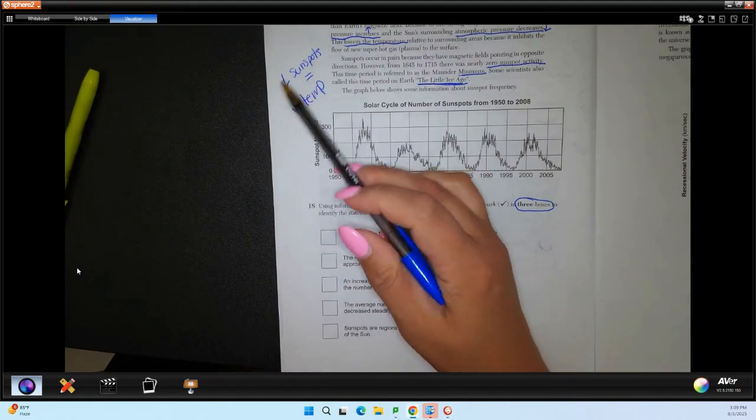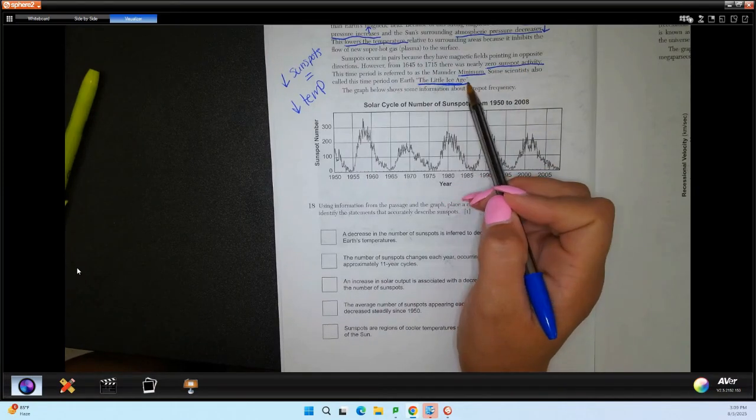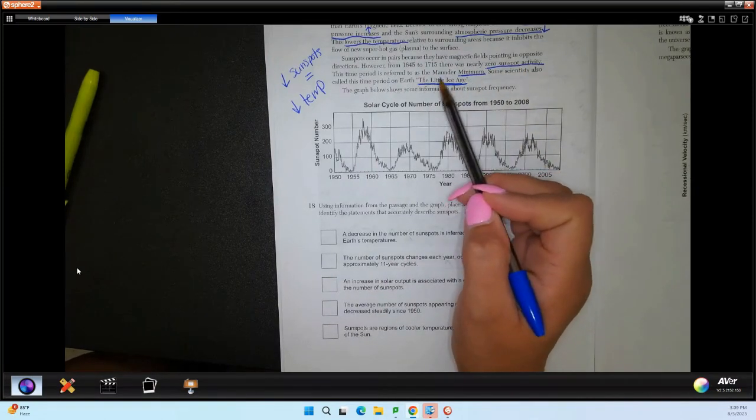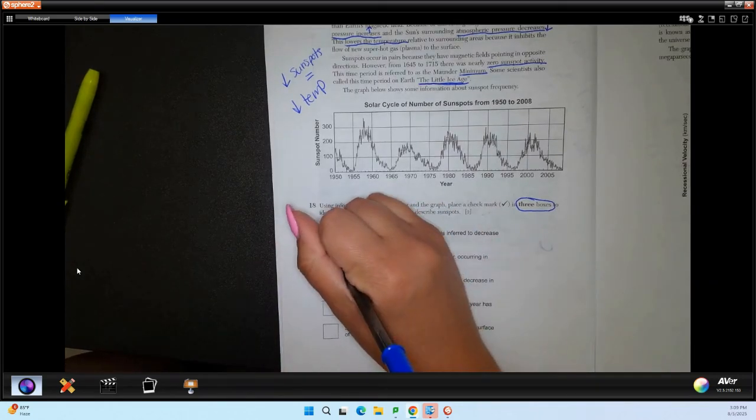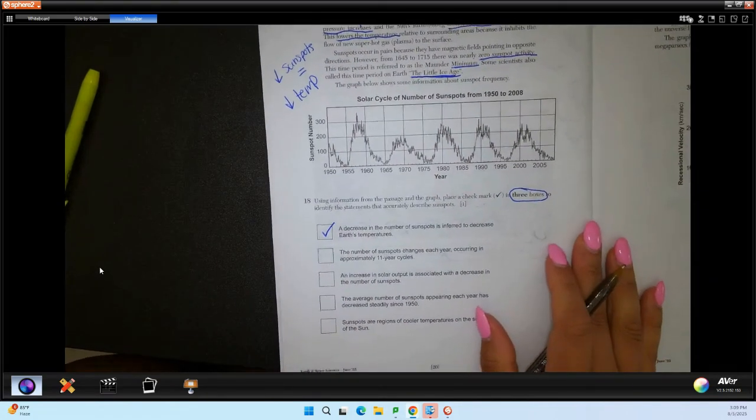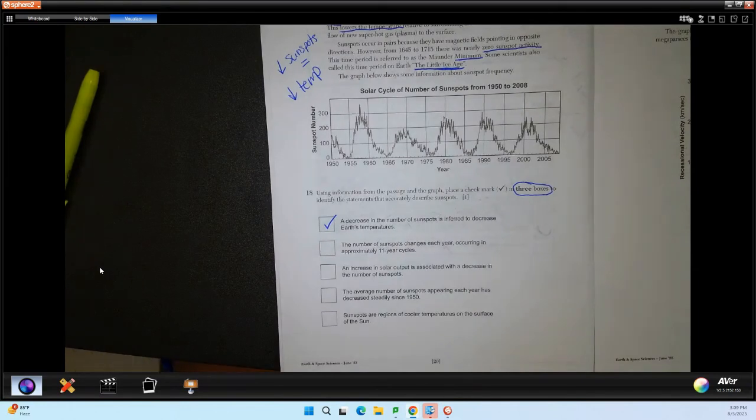Okay, so our first one says a decrease in the number of sunspots is inferred to decrease Earth's temperatures. Okay, and we actually wrote that up here. So we read in here that 0 sunspots caused an ice age. So no sunspots cause low temperatures. So that is going to be correct. So we're going to check that one off. Okay, so we need 3 total, so we need 2 more.